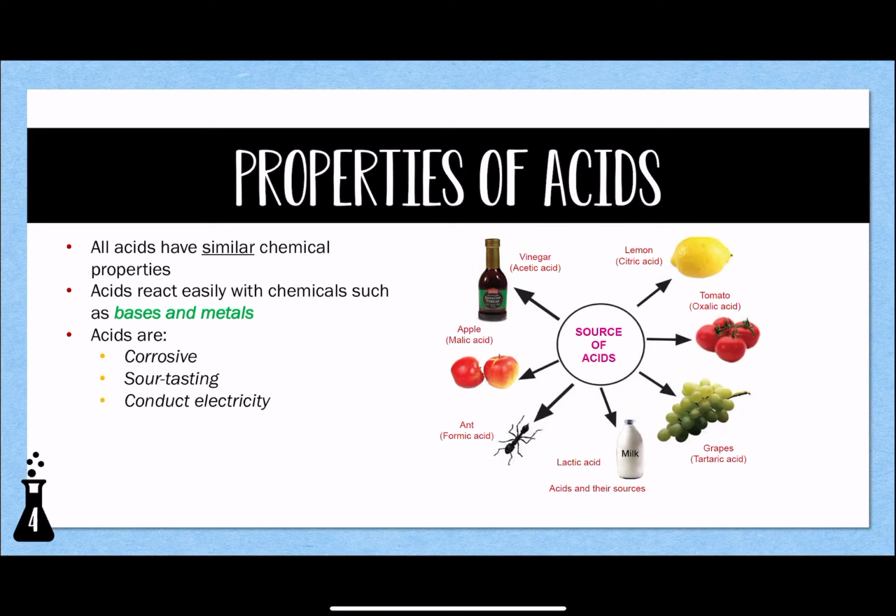Now, all acids have similar chemical properties, okay? Acids react easily with chemicals such as bases and metals. They're corrosive. So corrosive basically is the process of corroding. So what's actually happening is you have a metal that's deteriorating due to the interaction with its outside environment. So think of the rusting of an iron nail. That is an example of corrosion.